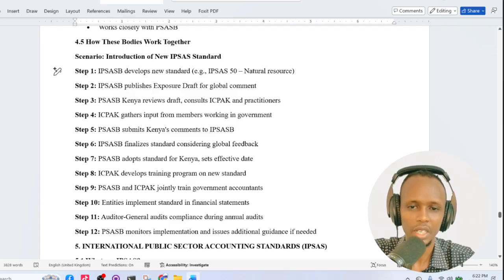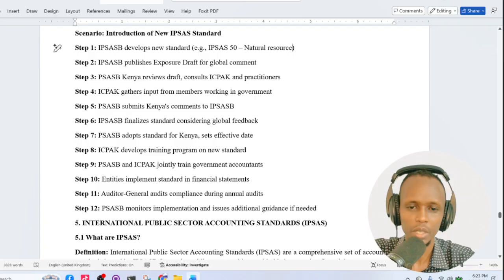PSSP Kenya reviews the draft, consults ISPAC and practitioners. ISPAC gathers input from members. Then PSSP submits Kenya comments. IPSAS-P finalizes standard based on the global feedback. And then 7, PSSP adopts the standard for Kenya, sets effective date.